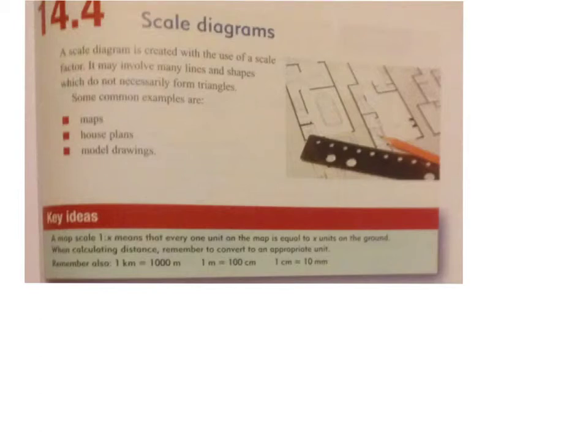Okay, so now we're going to look at scale diagrams. You find scale diagrams on maps, house plans and model drawings. When we notice a scale on a map, you might see it as 1, two dots, and then say 1,000. What that means is this 1 means on the map, and this one here is on the ground.